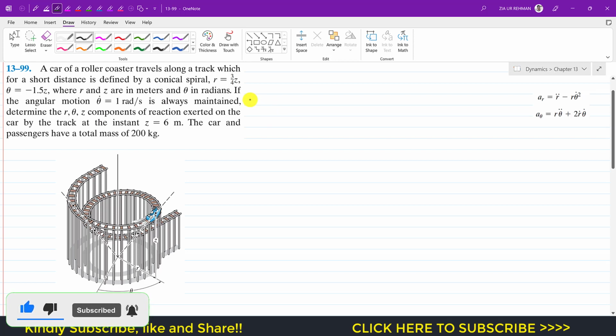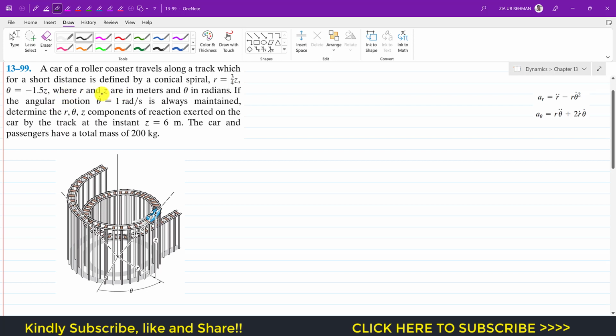Now we are going to solve this problem from chapter 13. The problem says that a car of a roller coaster travels along a track which for a short distance is defined by a conical spiral, and the distance along the radial direction is given as a function of z, that is r = 3/4 z, and theta is minus 1.5z. So r and theta both are functions of the vertical distance.